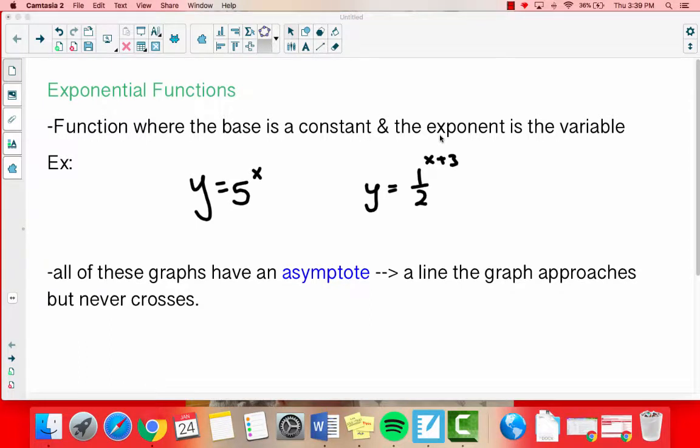Hi class, today's topic is going to be exponential functions. As we get started with this particular topic, we're going to be focusing on the characteristics of exponential functions as well as the graphs of these functions. So let's go ahead and get started.